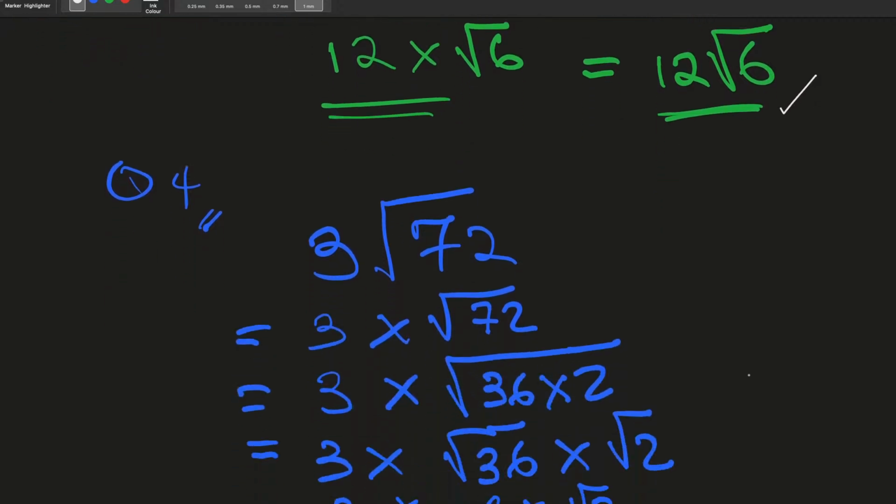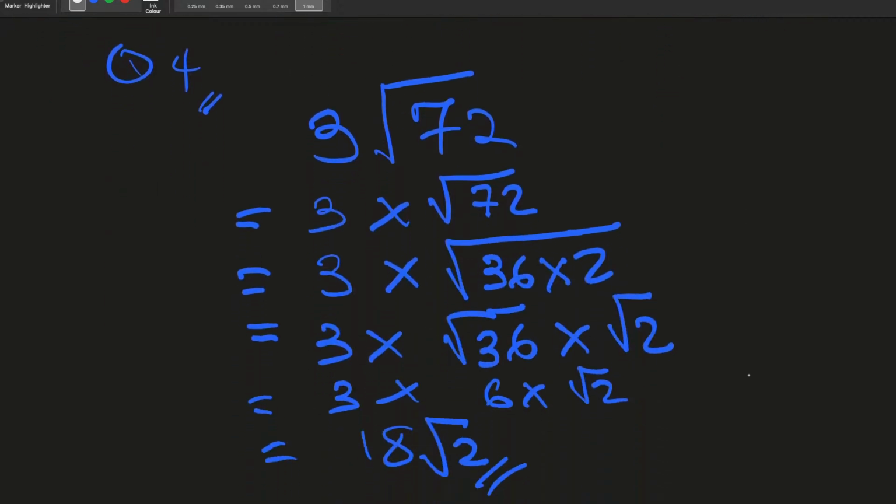Okay, now let's look at this one. When we're asked to simplify this one as well, we know that 3 root 72 means 3 is multiplying root 72. So that's what we did. Then we expanded the 72. That gives us 36 times 2. So 36 times 2.